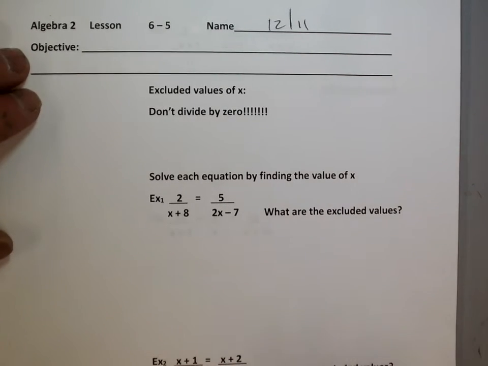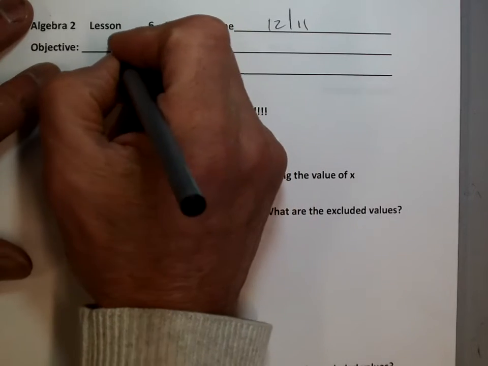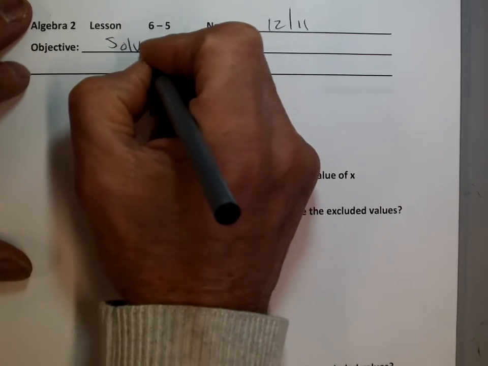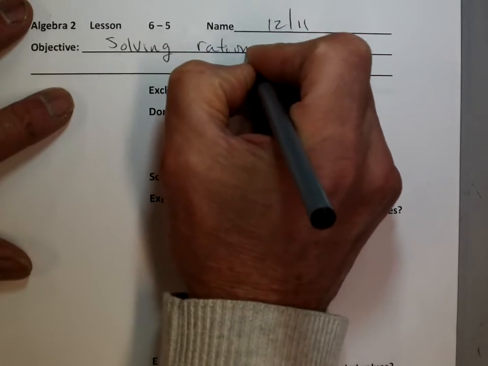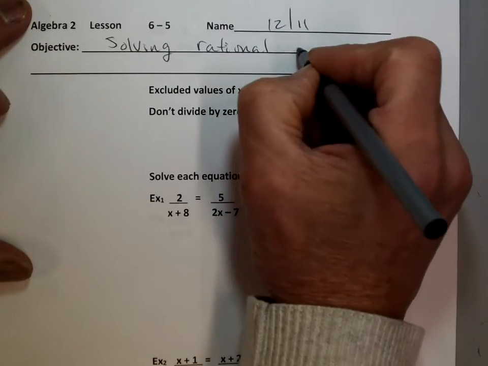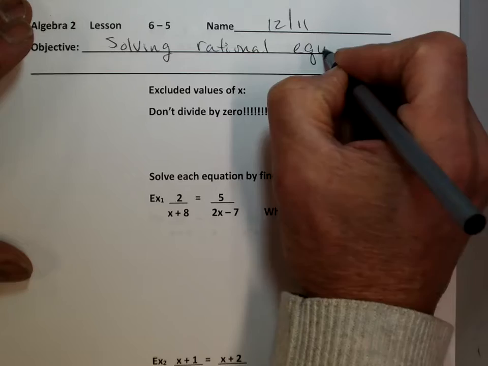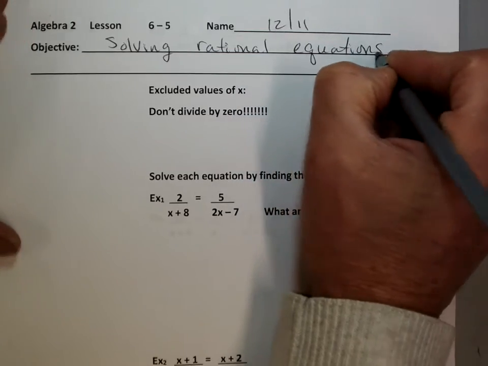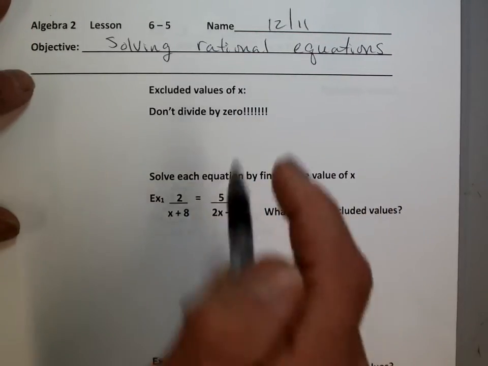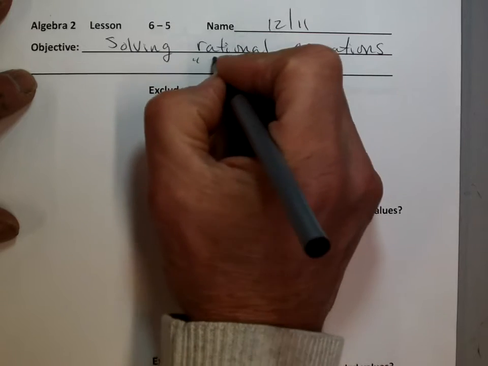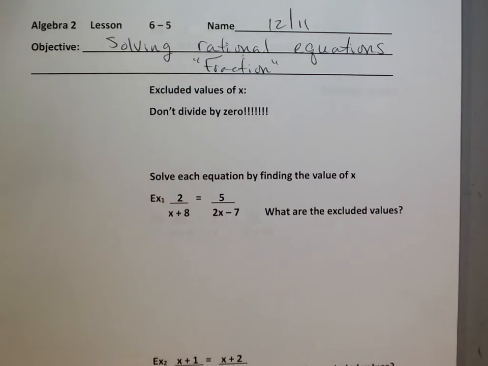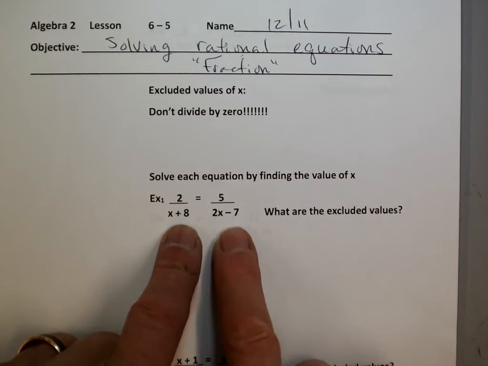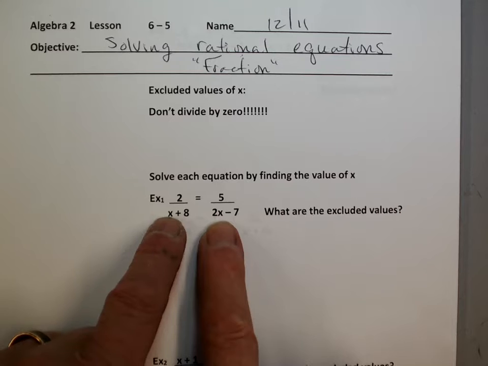Woohoo! Okay, today what we're talking about is solving rational equations. Rational means fraction, remember? So we're basically going to be solving fractional equations. Here's an example. I've got a fraction equal to a fraction, right? I have to solve for x.